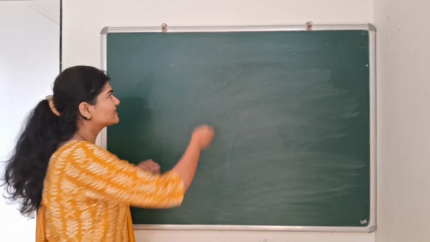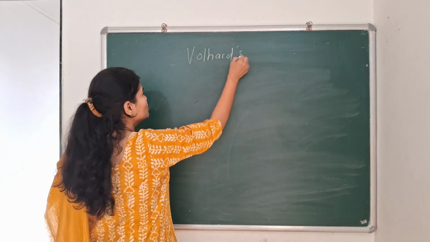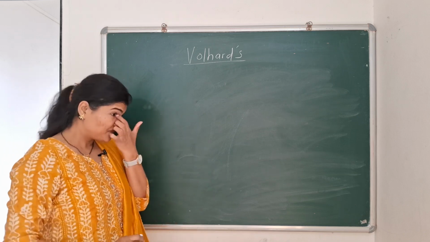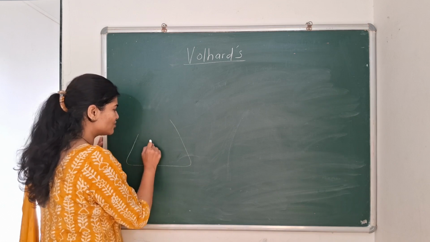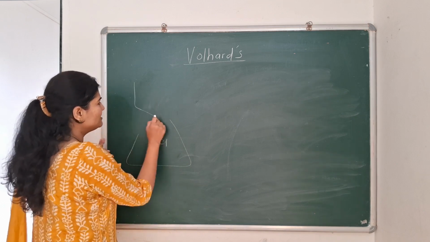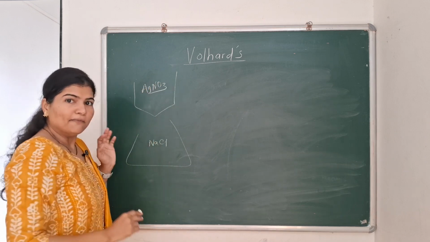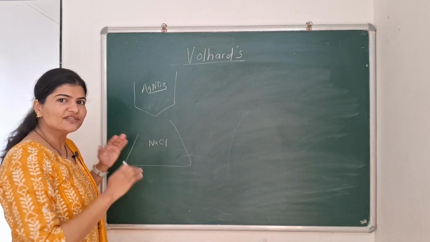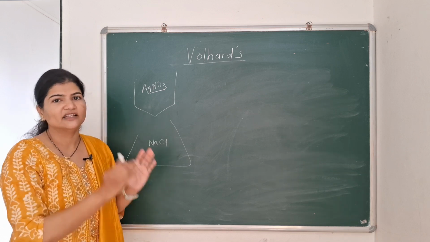Basically, Volhard's method is an indirect or back titration method. So what do I mean by that? Suppose let us take the same example. My analyte is sodium chloride solution and my titrant is silver nitrate solution. Generally in direct titrations, we take analyte in the conical flask and our titrant in the burette.